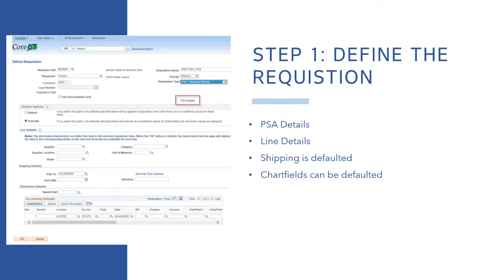The next thing you're going to do are the line details. Shipping is defaulted, and chart fields can be defaulted. It depends how your agency sets you up when you first become a requester. Next slide.